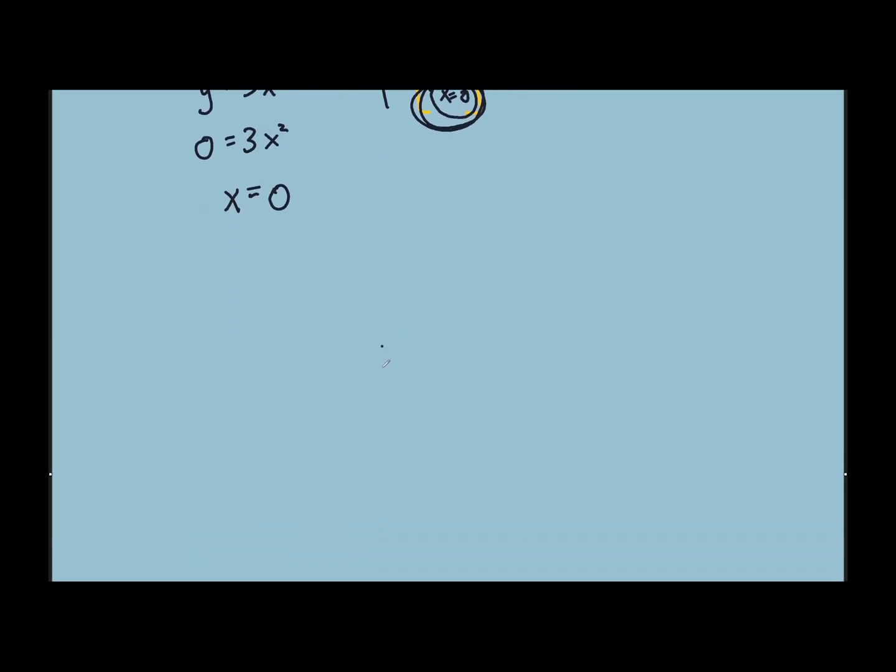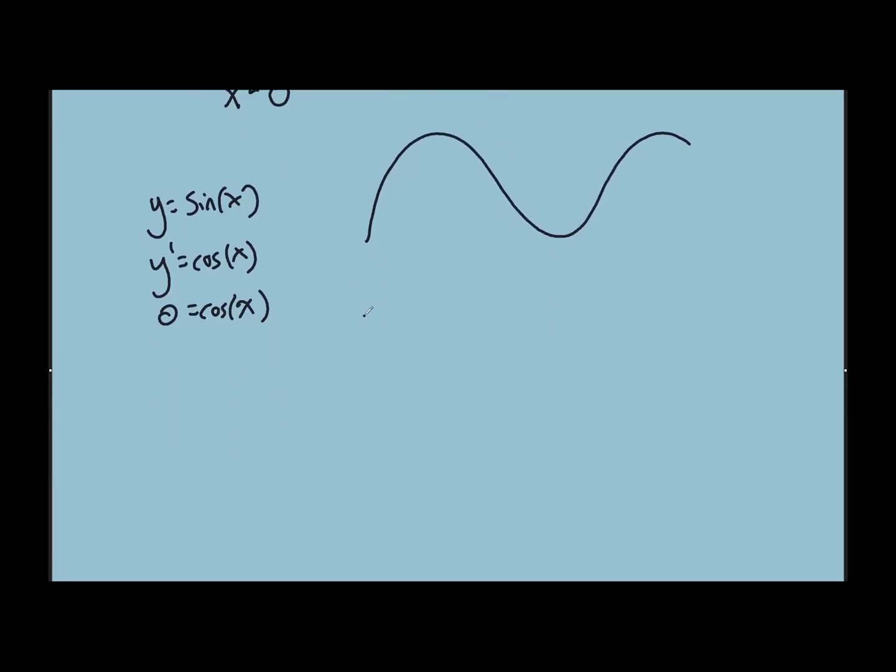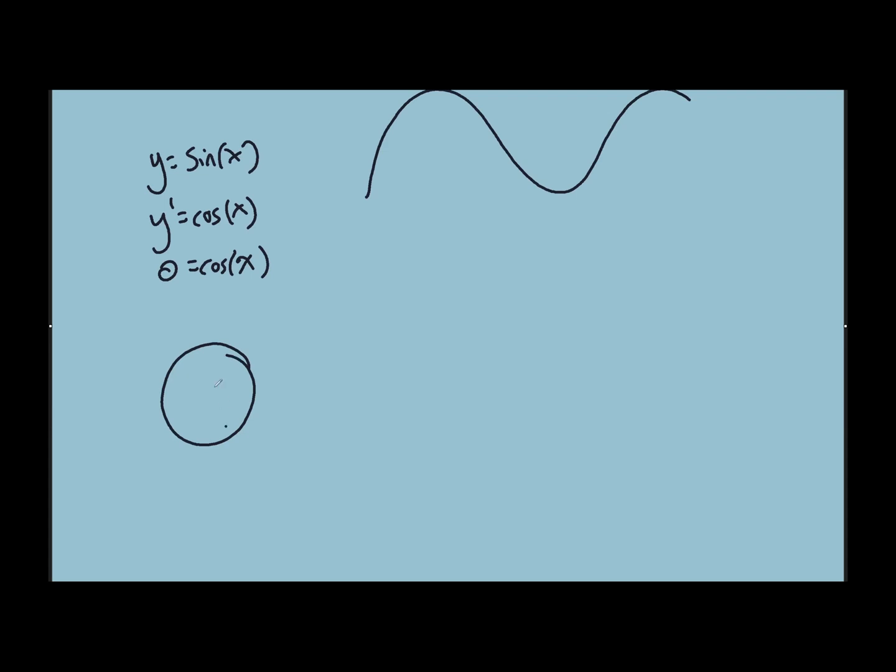So just to hammer it home, if I have something like sine of x, I take the derivative, you get cosine of x. Set it to 0. And you may not remember from trigonometry, but if that's the case, you're in deep trouble. Cosine is 0 when the x value is 0. So that's here, and that's here. That's at pi over 2 and 3 pi over 2.